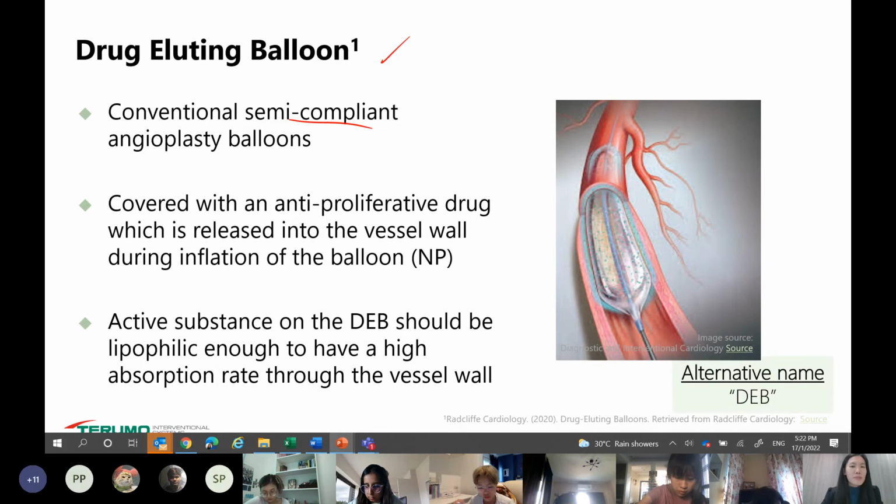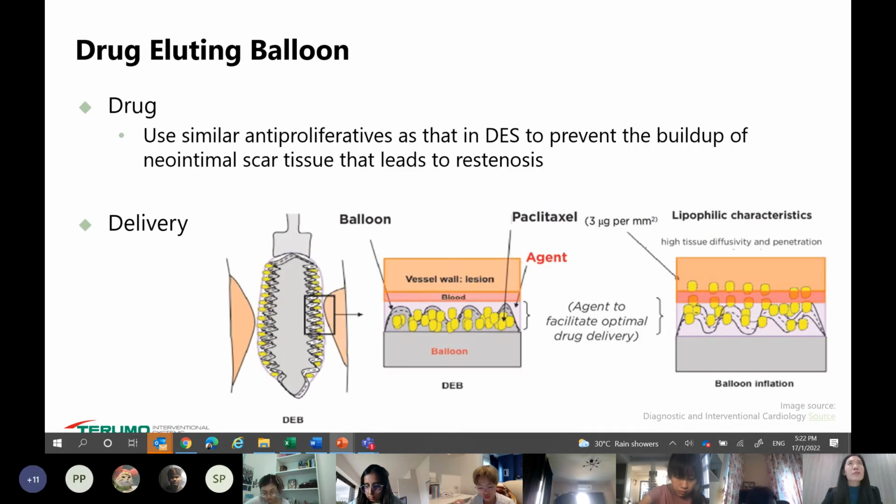So drug-eluting balloon is a very new concept, and there's a lot of challenge around it. Again, this drug is to tell the vessel that you don't need to build this tissue. You don't need to scar. You don't need to build new tissue.